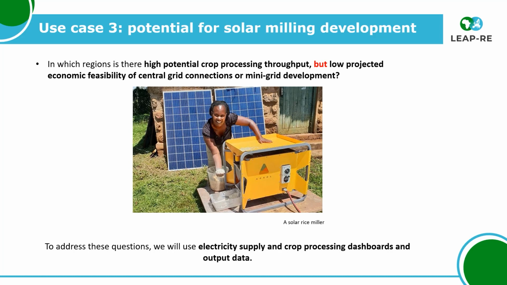Also here in the example, you can see a solar rice miller to get a better sense of what type of technologies and scale of technologies we are talking about. And to address these questions, we will use the electricity supply and crop processing dashboards and output data.